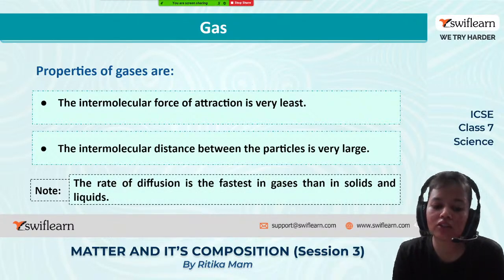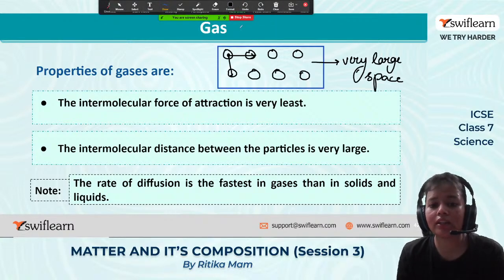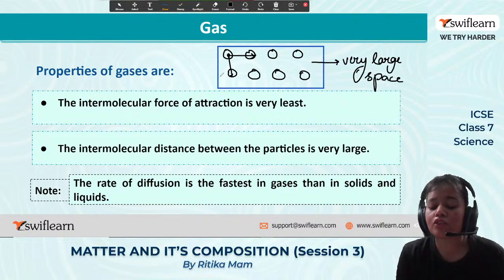And the rate of diffusion is fastest in gases than in solids or liquids. How does it happen? Now see, how is the rate of diffusion fastest?